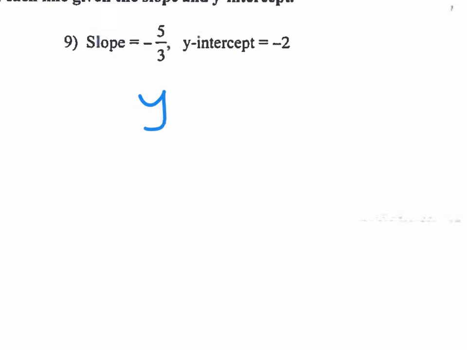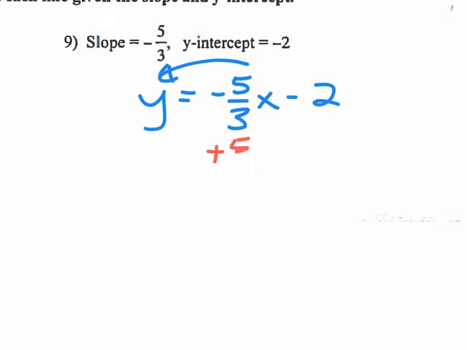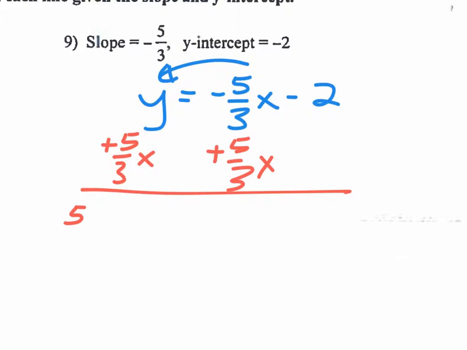Start with y equals, I'm going to put -5 over 3x minus 2 this time. So this time I need to move -5/3x over to where y is. So I'm going to do that by adding 5 over 3x to both sides. And I get 5 over 3x plus y is equal to -2. These go away.